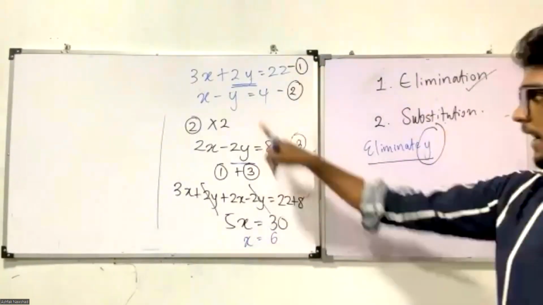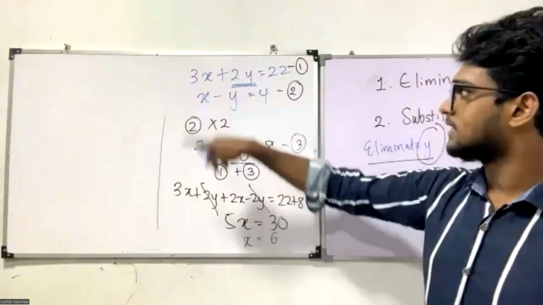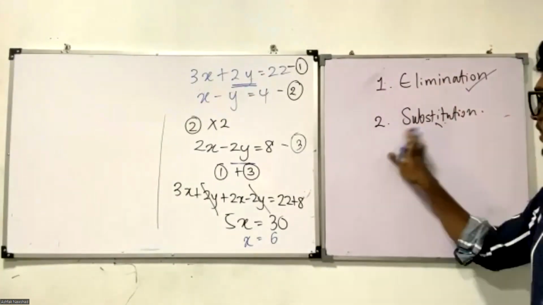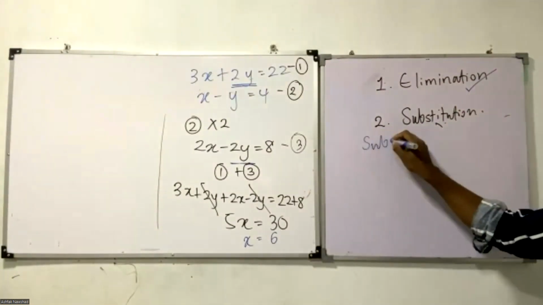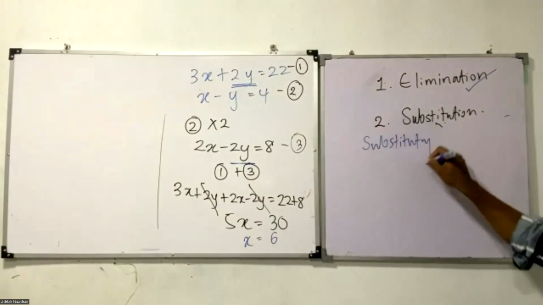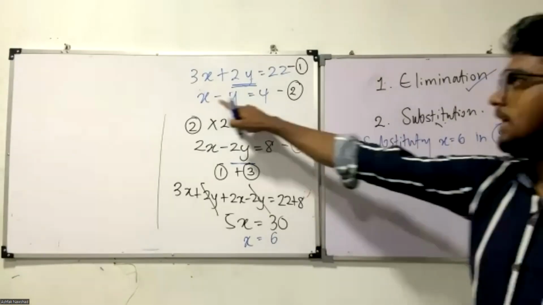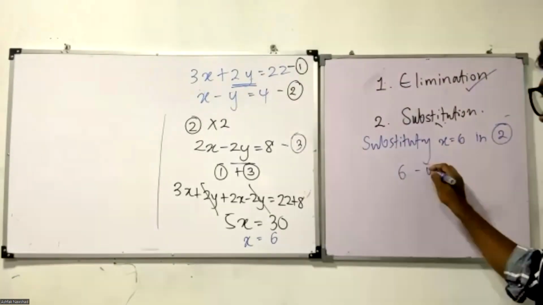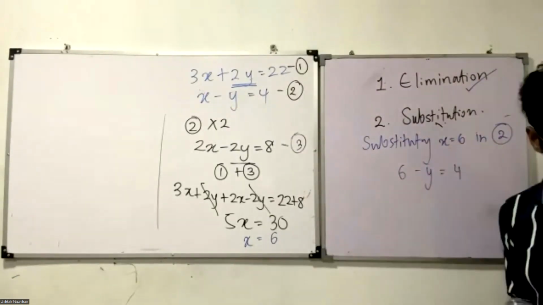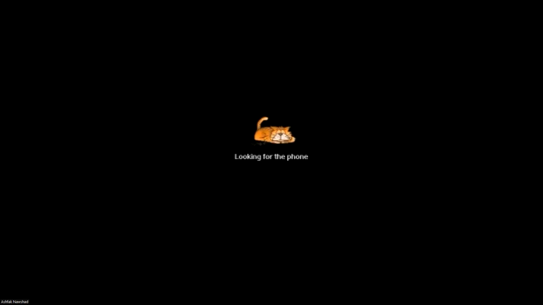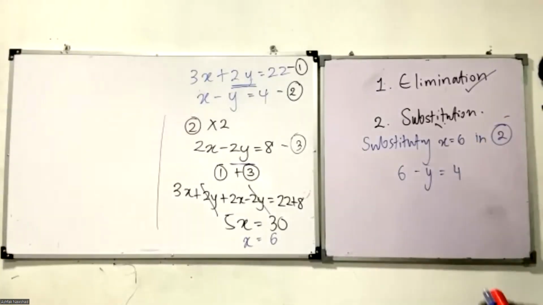X is 6 and we can substitute the value of x in either of these equations. I'm going to substitute x equals 6 in the second equation. I substitute x is 6. 6 minus y is 4. 6 minus y is 4.